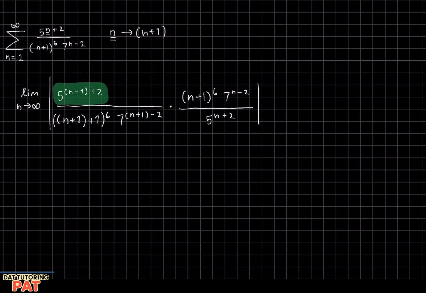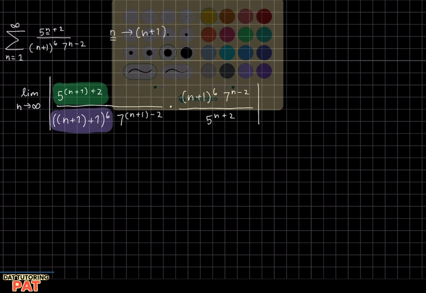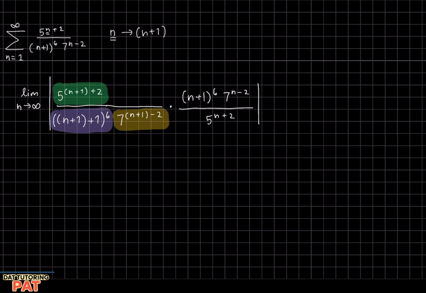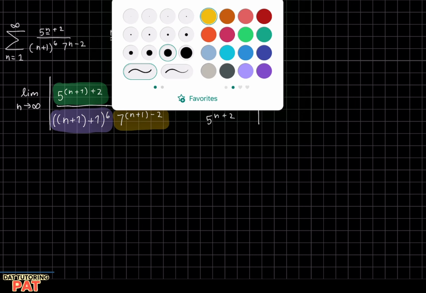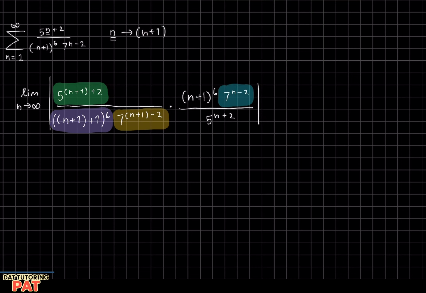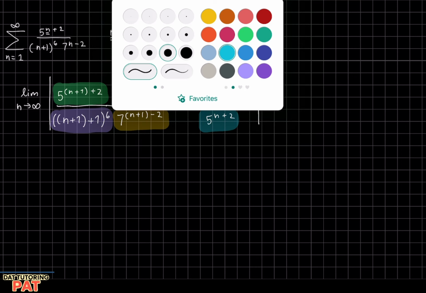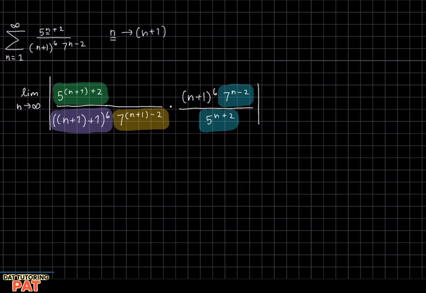Let me break this up because there's a lot of parts to simplify here. So we're going to have that, we are going to have this to simplify, and we're going to have to simplify this. And while we're at it, let's simplify both of these. These are just exponent rules, but let's just go ahead and do it.